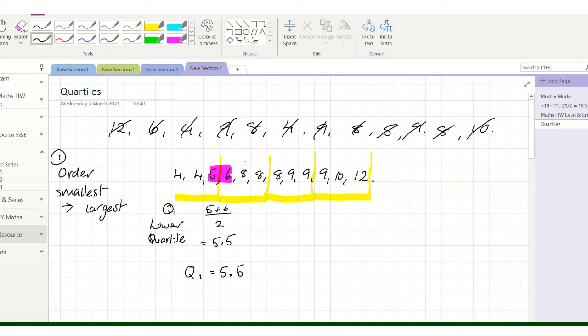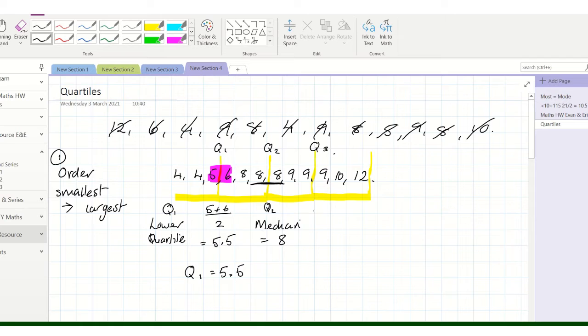Now the next part, Q2. It's Q1, Q2, Q3. Well, Q2 is actually the same as the median. So we look at our two middle values there, and they're both 8. So in this case, Q2 is the median, and it's equal to 8.